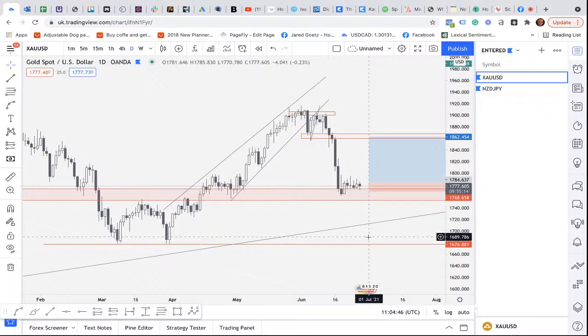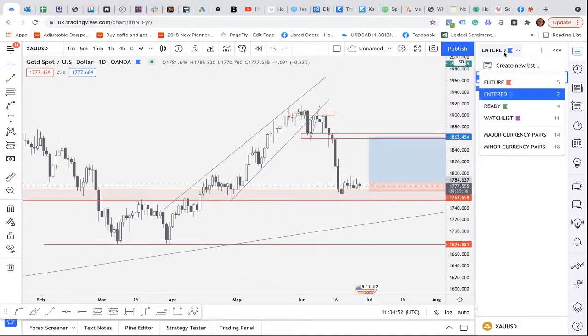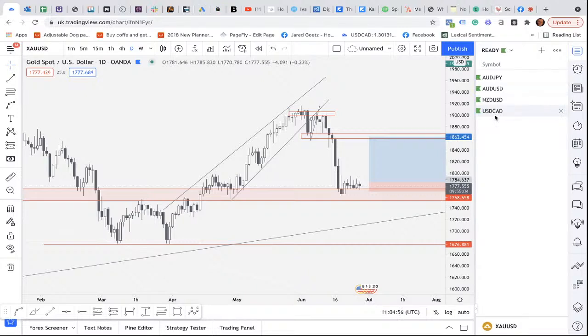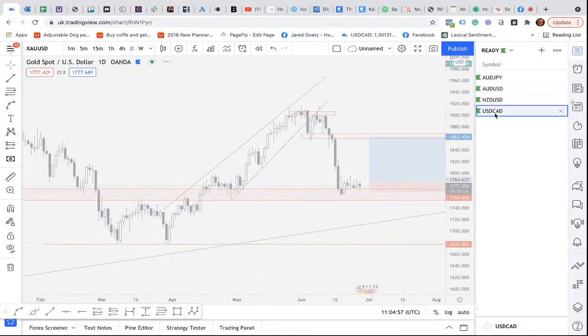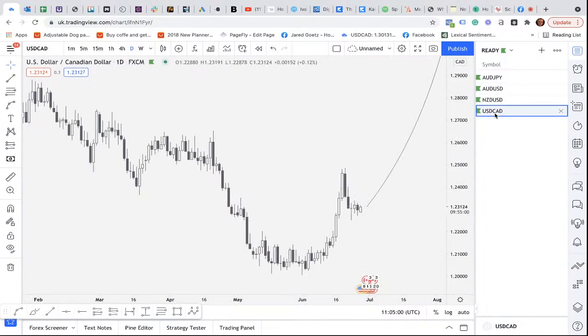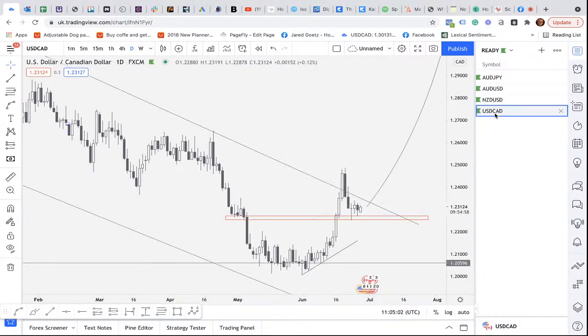So that's what we're looking at for gold and NZD/JPY. We're going to continue to hold them, but right now I want to talk about US dollar CAD, because I feel like we are going to get some bullish momentum that will break through this channel.